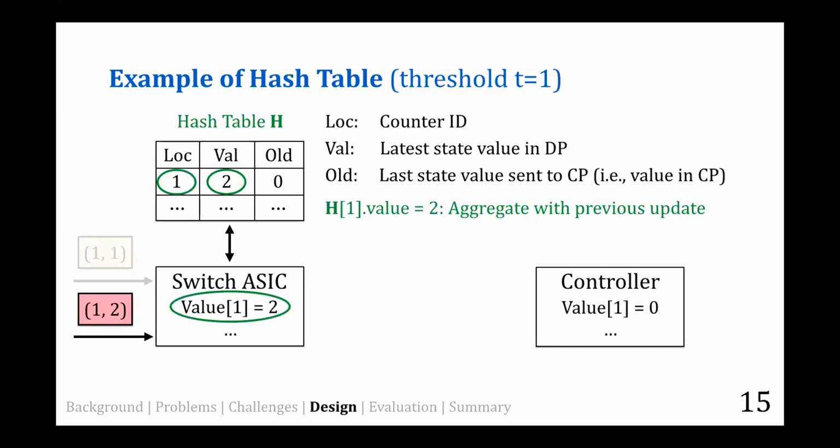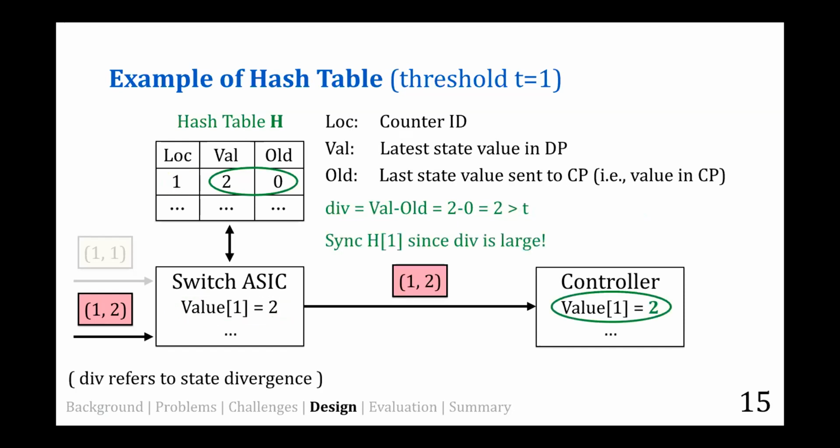Next, the second packet comes in and triggers another state update. The update is inserted into the hash table. Meanwhile, the hash table detects that the current state divergence between the data plane and the control plane is larger than the threshold T. So it immediately synchronizes the state update stored in the first entry to the control plane to keep the state divergence small.